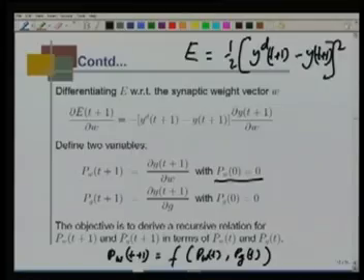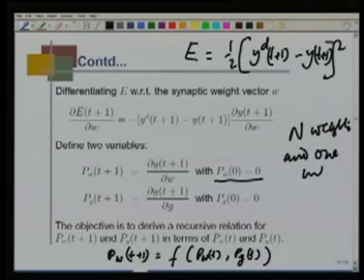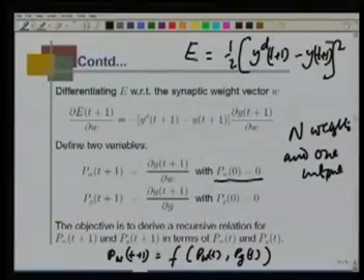You must know that if I have n weights and one output, then the number of gradient terms at every instant should be n.